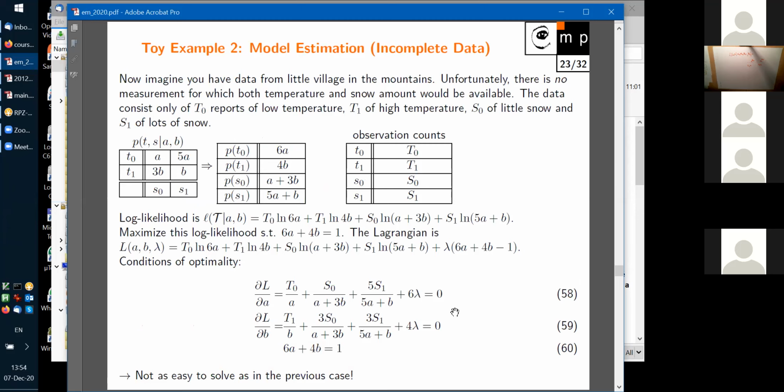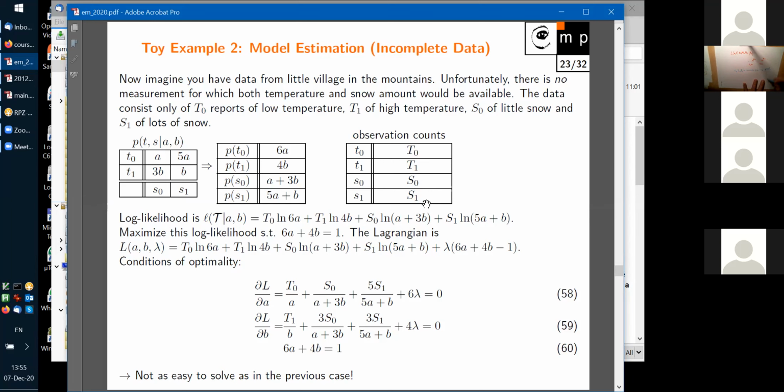Now, it could happen that you would like to get these parameters A and B for a village where they do measure how often they have low and high temperatures. So after a season, they say, well, we had T0 days with low temperature, T1 days with high temperature, and S0 days with low snow, and S1 with high snow level. But you don't know how it's correlated, how it's dependent. But for this village, you have only T0, T1, S1, and S0. If you manage to estimate A and B from that, you can actually go for the probability of TS, because you know the A and B.